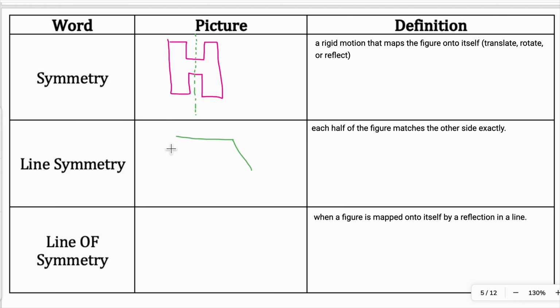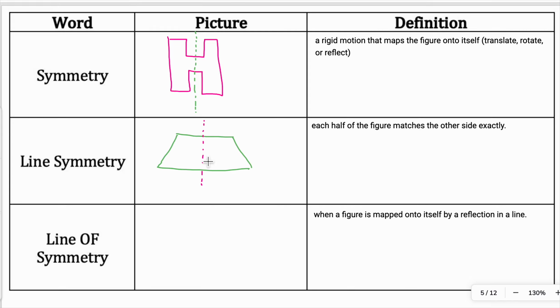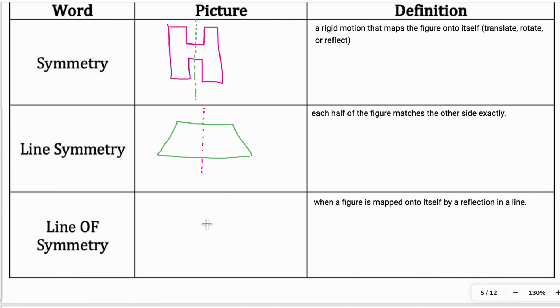For this one, I drew a trapezoid. Again, trying to draw on this is tricky, but here would be line symmetry. So the trapezoid has one line of symmetry. And then line of symmetry is when a figure can be mapped onto itself by a reflection in a line. So this could technically be the line of symmetry because both halves reflected onto itself would match.